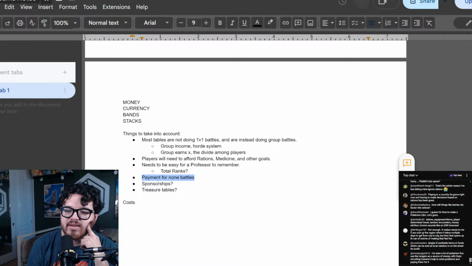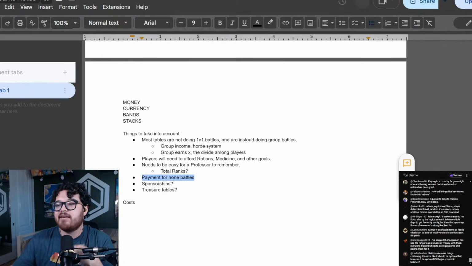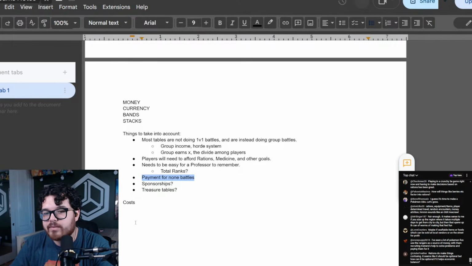Seen a lot of Pokefix use rangers as a source of money, with them recruiting trainers to help solve problems. Hey, listen, we're cooking right now. Rations do make things confusing. It seems like it'd be optional.